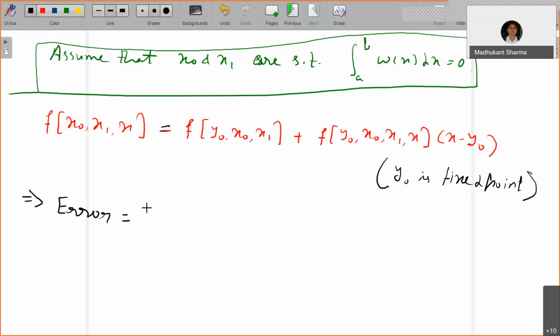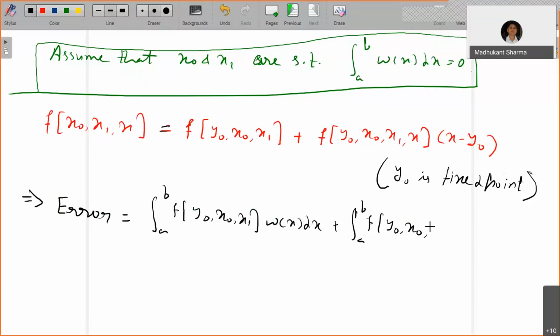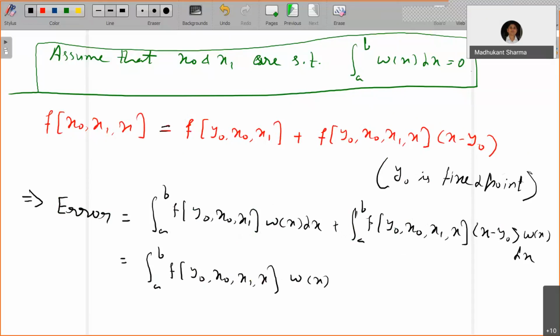So the error is the integral from a to b of f[y0, x0, x1] w(x) dx plus the integral from a to b of f[y0, x0, x1, x] (x - y0) w(x) dx. Since the first is constant, it comes out, and that first term is 0 because x0 and x1 are such that the integral of w(x) dx is 0. The error is then the integral from a to b of f[y0, x0, x1, x] w(x)(x - y0) dx.